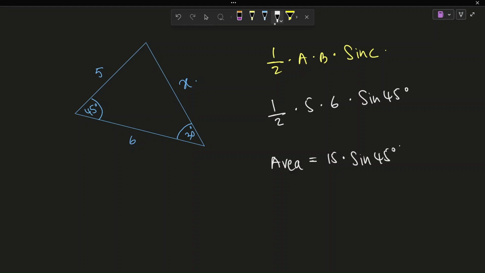We'll move on to some more complicated trigonometry using some identities in the next video.